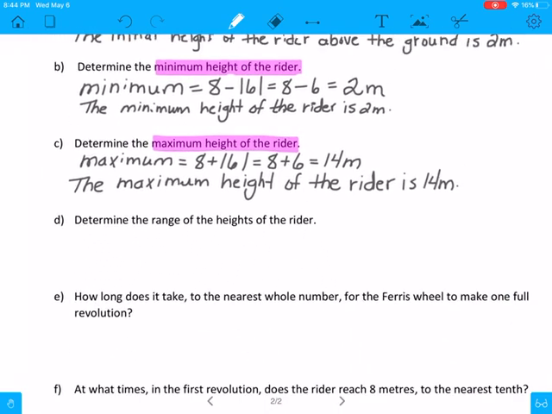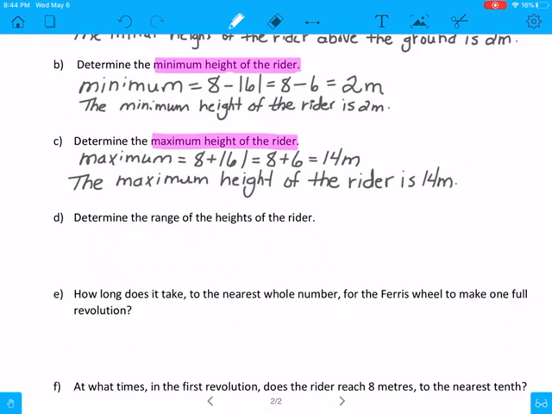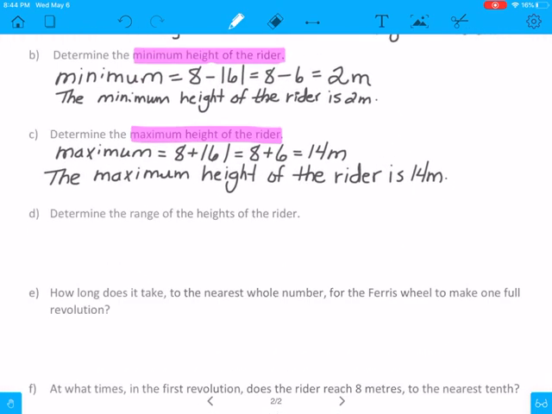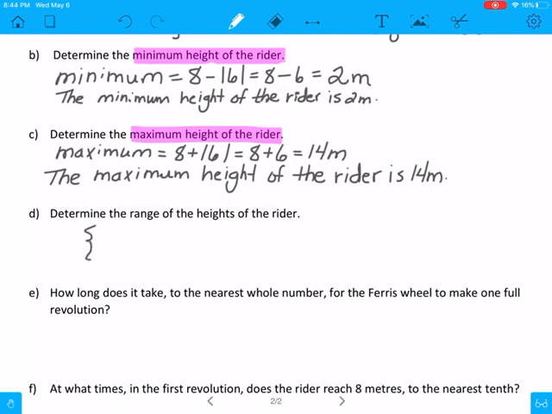Okay, what's the range of the heights of the rider? So the range, once again, my y is h, not y, so I can't use y, I have to use h, because h is my variable. So h such that the lowest they can go is 2, less than or equal to h, less than or equal to the highest they can go, 14. H-E-R.